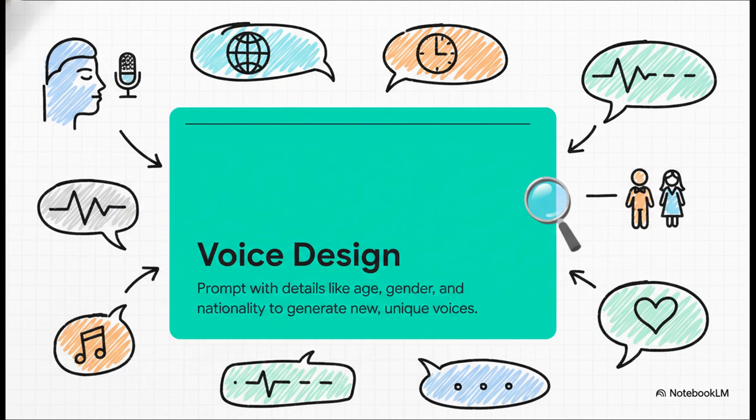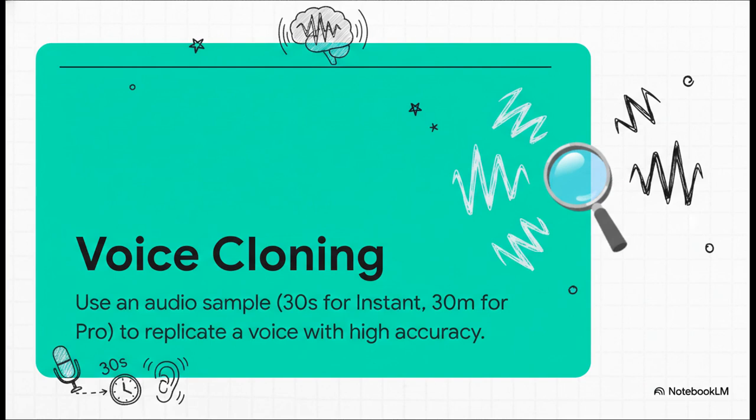Voice design is so cool. You literally just describe the voice you want. You could type something like a warm, friendly female voice with a British accent for storytelling, and the AI will generate brand new, completely unique voices based on your prompt. It's amazing. Voice cloning, on the other hand, is all about replication. For a quick instant clone, all you need is about 30 seconds of clean audio. But if you want the absolute best, most accurate result, the professional clone uses 30 minutes of audio to create a nearly flawless digital twin of that voice.